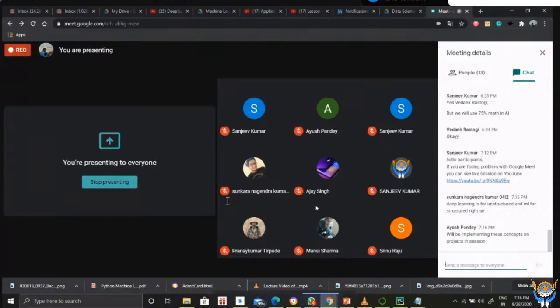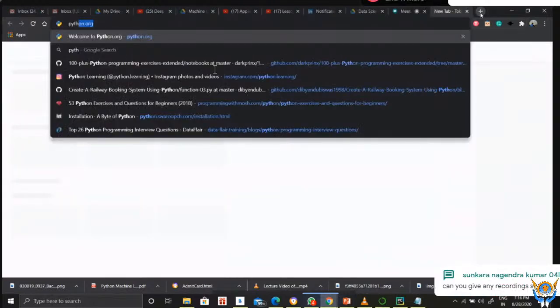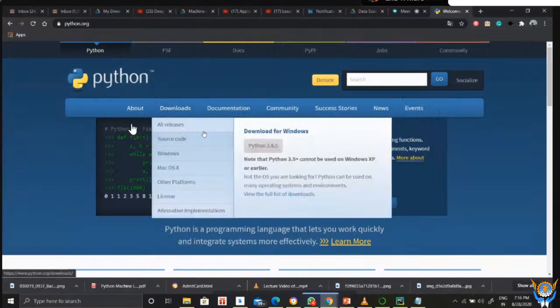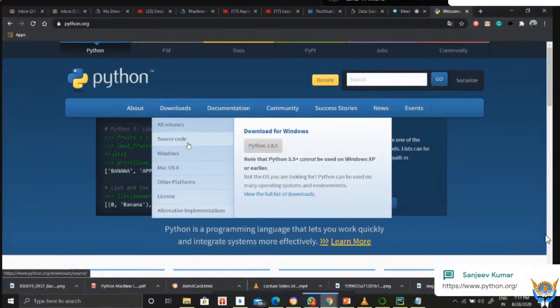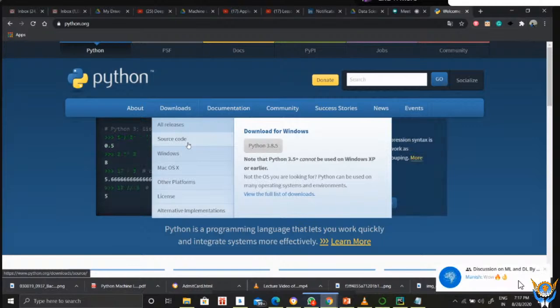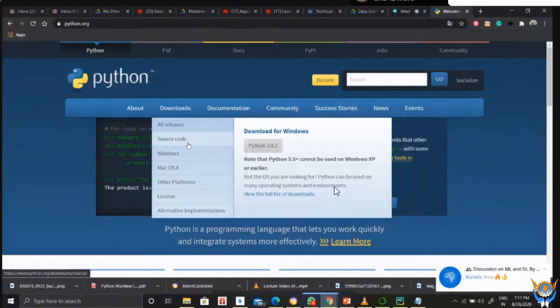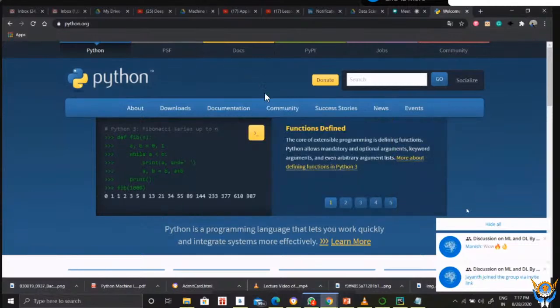I will give you the link of that Python, from where you have to download Python 3.6 plus. You just go to the website python.org and download Python 3.6. Python 3.8 is available there, but I recommend that you download Python 3.6.9 or Python 3.7. Any version of 3.7 or 3.6.9 is good, because 3.8.5 is the latest version and there are many features not available in it. So I recommend you download 3.6.9 or any version of 3.7.